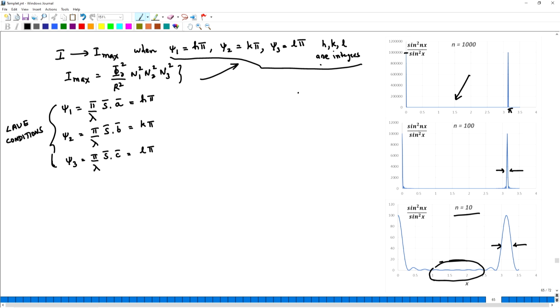And I can sort of slightly modify these. So, after all, I can write this pi's I can cancel out, and I can write these conditions as S dot A equals h lambda, S dot B equals k lambda, S dot C equals L lambda. Now, let us try and understand how can I interpret this Laue condition. So, in fact, I will now give a geometric interpretation of the Laue conditions.